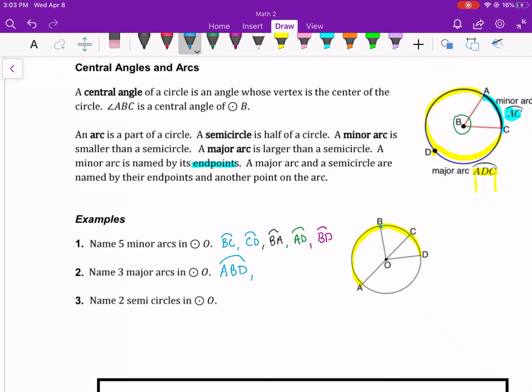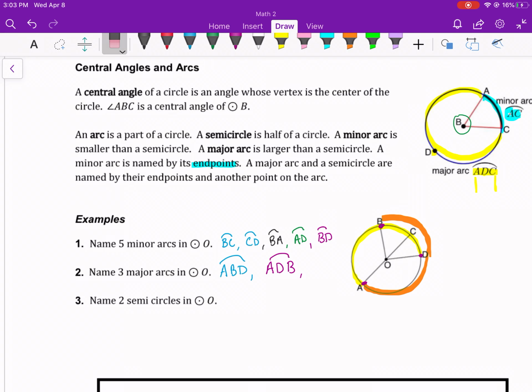Okay, let's find another one. I could also go the other direction where I do A all the way over to B. The reason I don't stop at C is because that's exactly a semicircle. So I can name this one using D as the middle one. So A, D, B, major arc A, D, B. Notice how the A and the B are the endpoints, so that's what I start and end with. Then we've got one more to find.